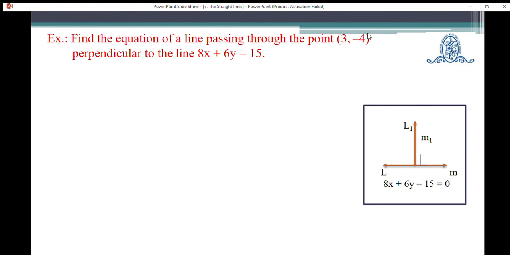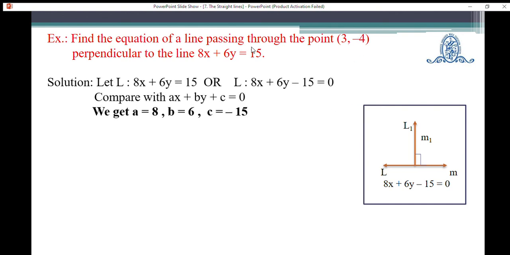Find the equation of line passing through the point 3 comma minus 4 and perpendicular to the line 8x plus 6y minus 15 equal to 0. Do that comparison work first. Here a is 8, b is 6, c is minus 15. Identify its slope. Slope of L, again by using the formula minus a upon b, is minus 8 upon 6, that is minus 4 by 3.